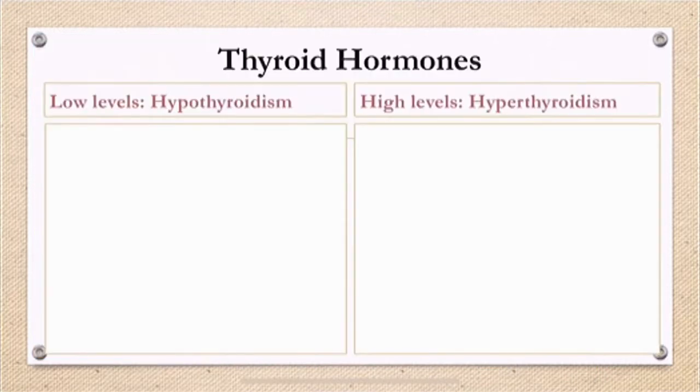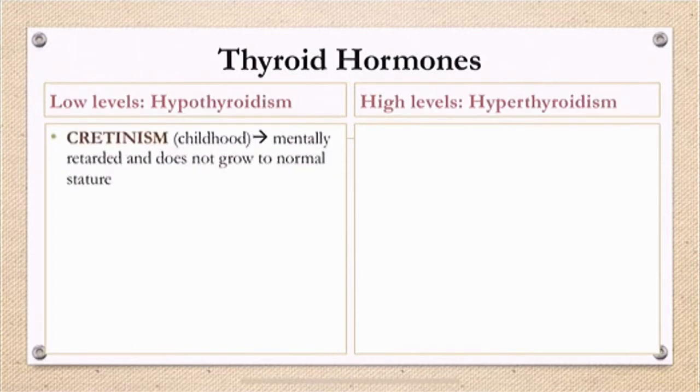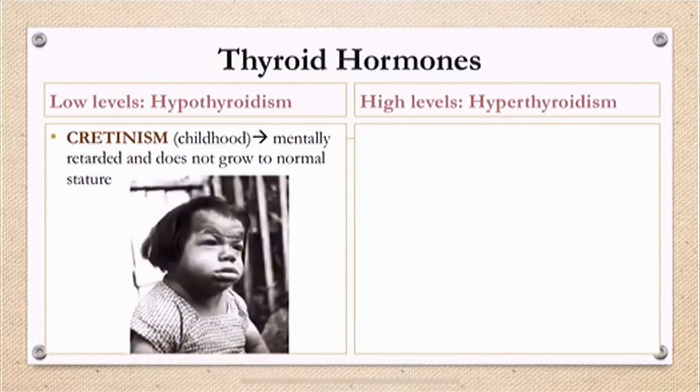Low levels of thyroid hormones can lead to hypothyroidism. In young children, this can result in a condition known as your cretinism. Again, the function of your thyroid hormones is for the metabolism of the carbohydrates, fats, and proteins, as well as for the growth and development of the tissues, as well as the maturation of your nervous system. So if there's decreased thyroid hormones, the child can manifest mental retardation and does not grow in normal stature. So this is a picture.